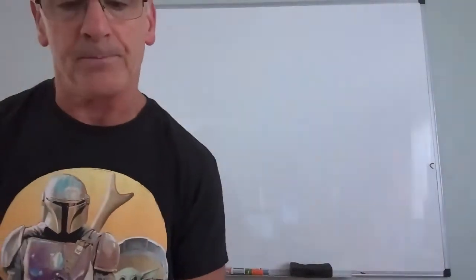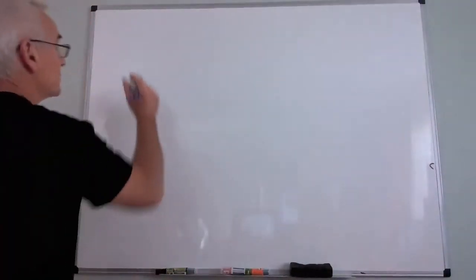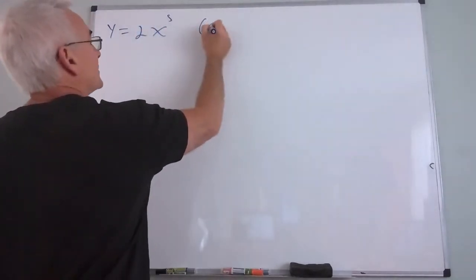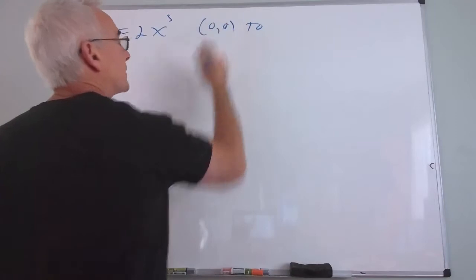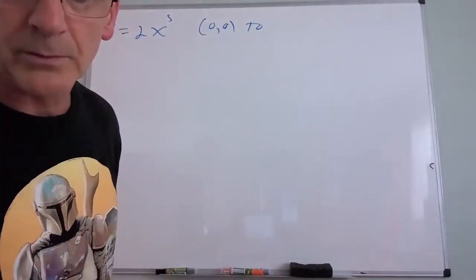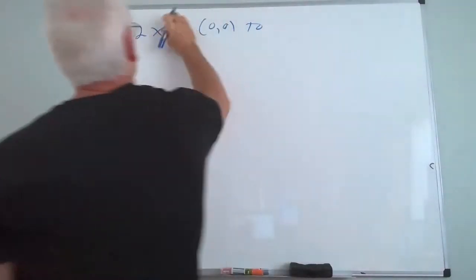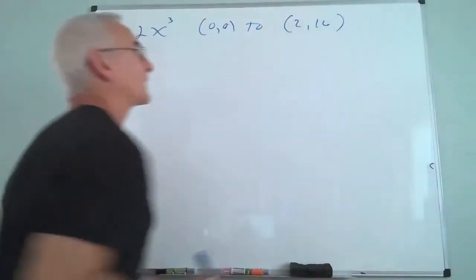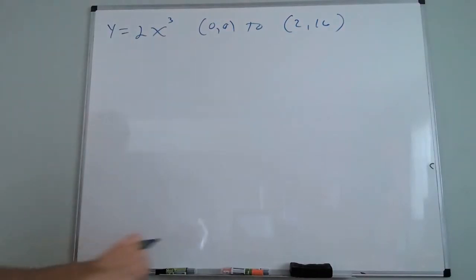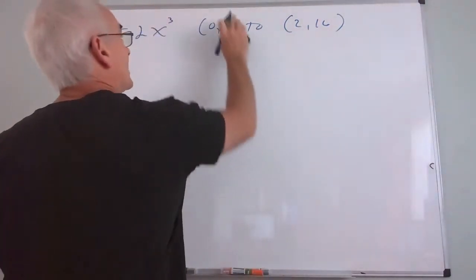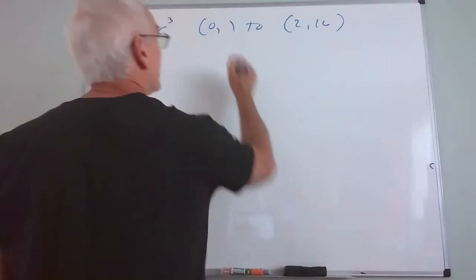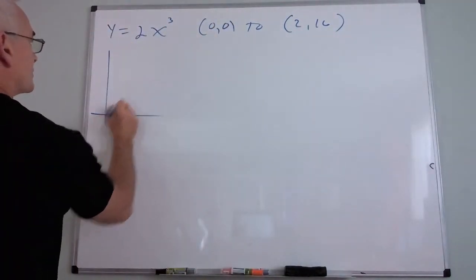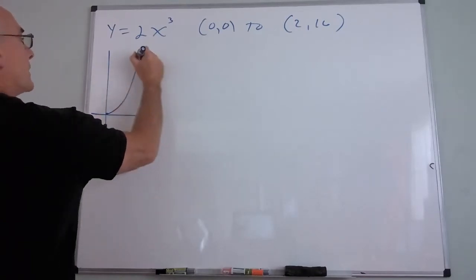So the second problem, I'm looking at y equals 2x cubed. And we're going from 0, 0 to 2, 16. Okay. Now, it's not important that I can integrate this. It's important that I can set it up. All right, so I'm going to draw a picture here. I've got 2x cubed, which moves very fast. I'm going from here to here.